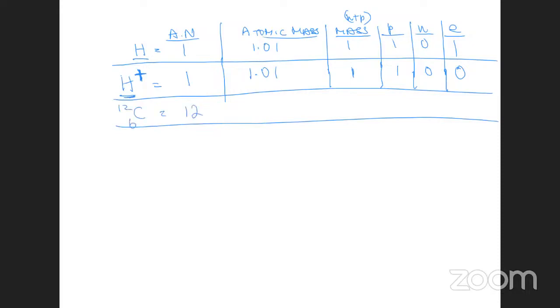Okay, similarly, we did carbon 12. The atomic number is 6. The atomic mass, looking at the periodic table, is roughly 12.1. So the mass number is the higher number, 12. Protons, 6. Neutrons, the difference between 12 and 6, so I put 6 here. And because there is no charge on this carbon, electrons will be 6.